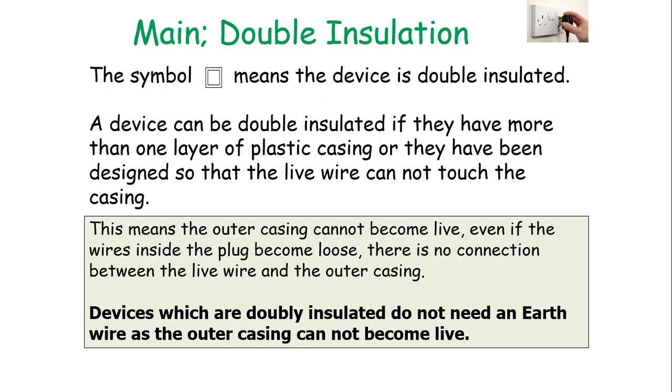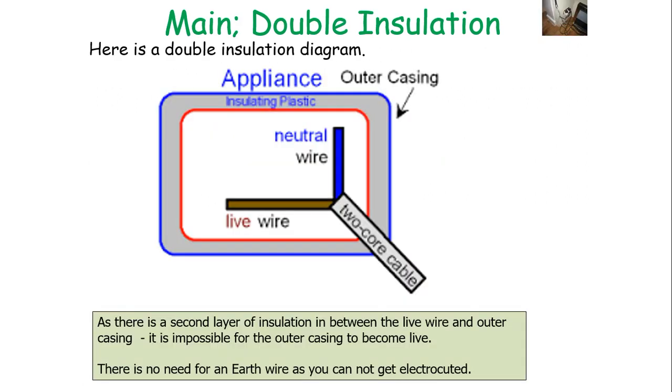This is important because it means there's no possible way you would get an electrical shock if you touch that outer casing, because the outer casing cannot become live, so you don't actually need an earth wire. Devices which have that double insulation symbol don't require an earth wire, because it's impossible for the outer casing to become live. So here's a diagram showing that.